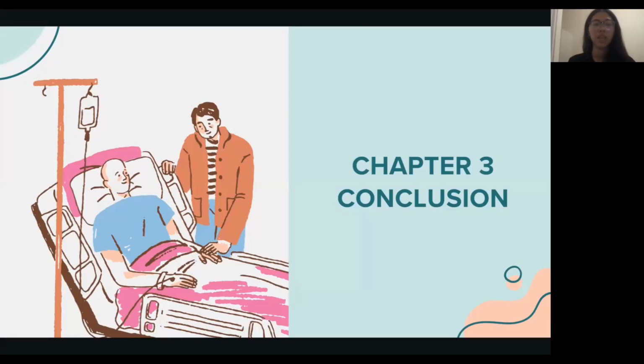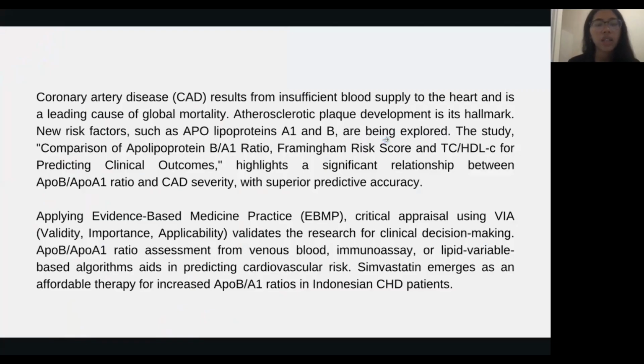Thank you. Hello everyone, my name is Ketut Adelia Febranti Puspadewi, with the last digits of my student ID number being 041. So I would like to continue the presentation with the last chapter, which is the conclusion. Coronary artery disease results from insufficient blood supply to the heart and is a leading cause of global mortality. The hallmark of this disease is atherosclerotic plaque development, and new risk factors such as apolipoprotein A1 and B are being explored.